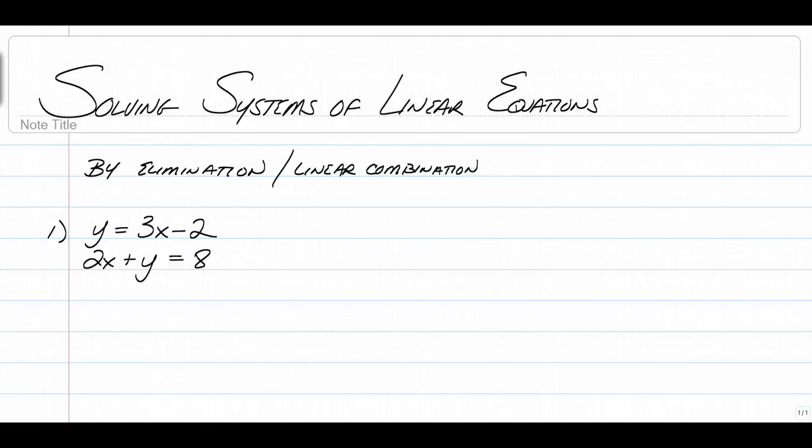Hey everybody, Mr. Longo here to talk to you about the elimination method for solving systems of linear equations. This is also known as the linear combination method. They mean the same thing.